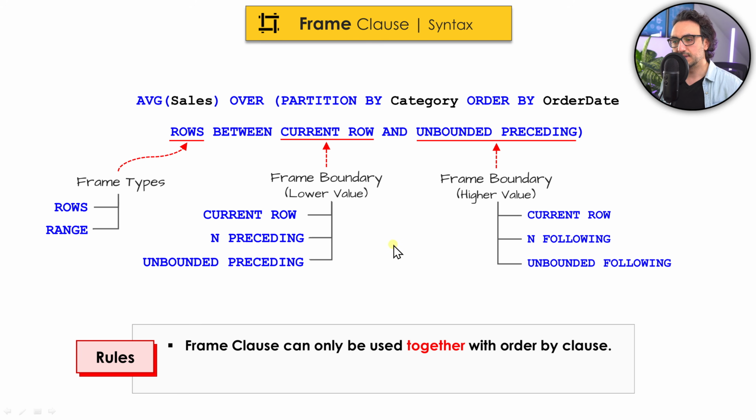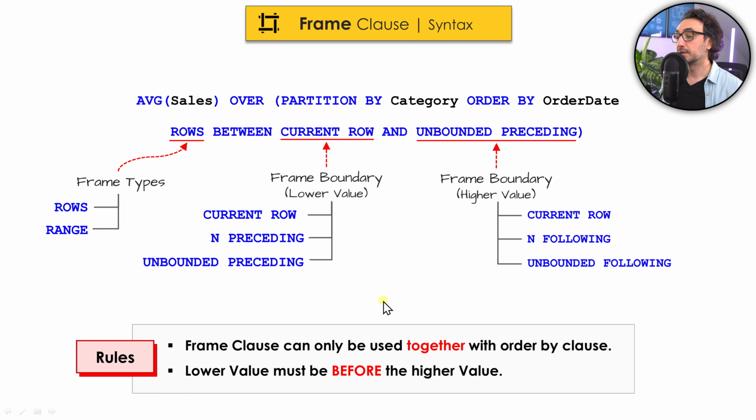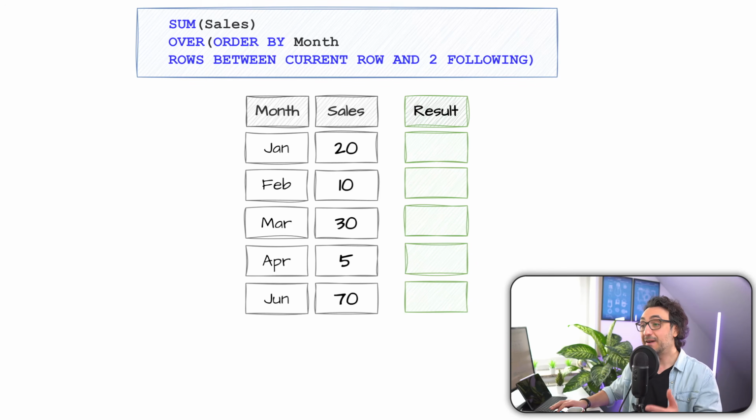So now we have some rules. We cannot use the frame clause without order by. So order by must exist in the definition in order to use the frame clause. And the second rule says the lower boundary must be before the higher boundary. So always we start with the lower boundary and we end up with the higher boundary. You cannot switch that.